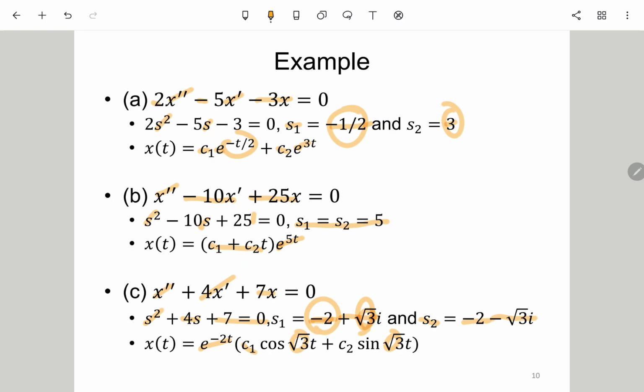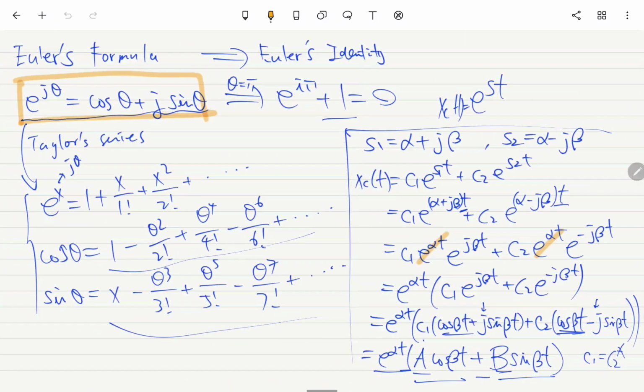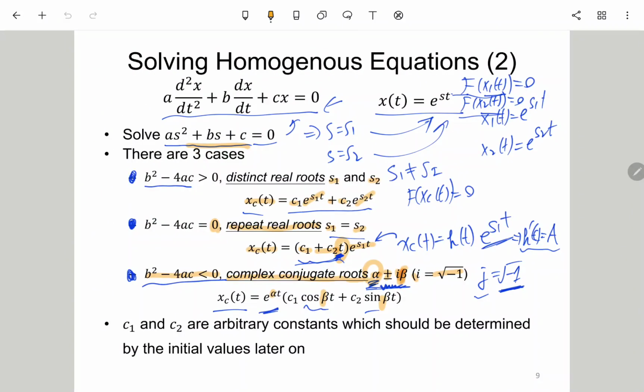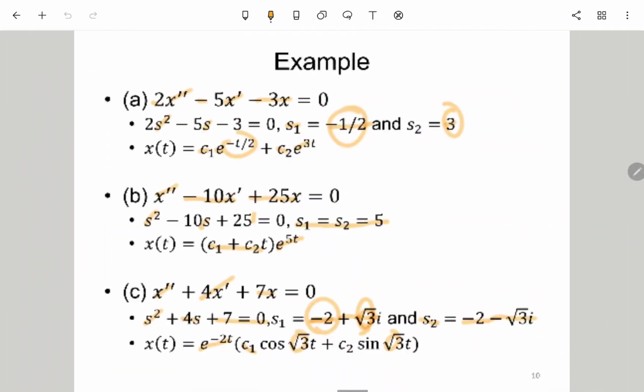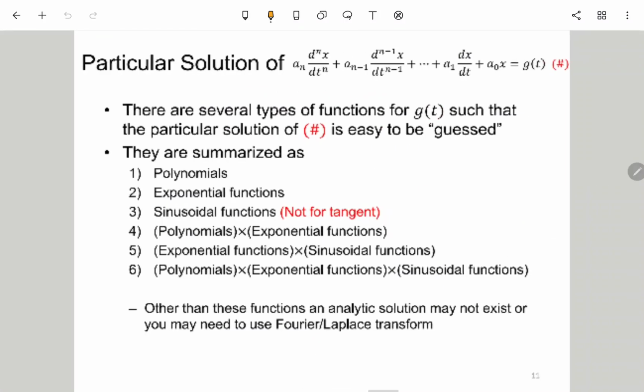So all of them are straightforward because we already know how to solve it. You just need to plug in all these forms of homogeneous solution. So this is just a numerical example.